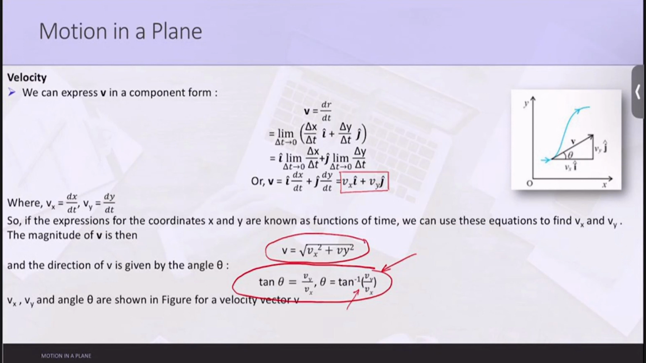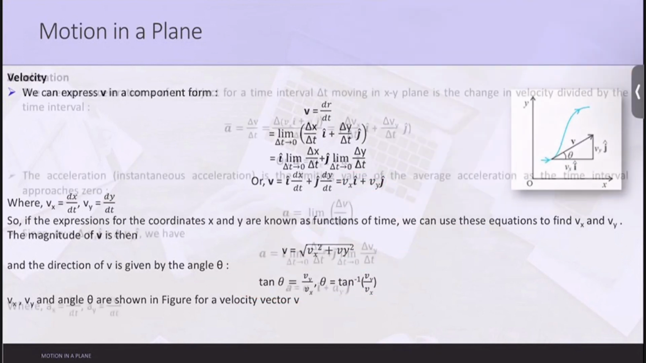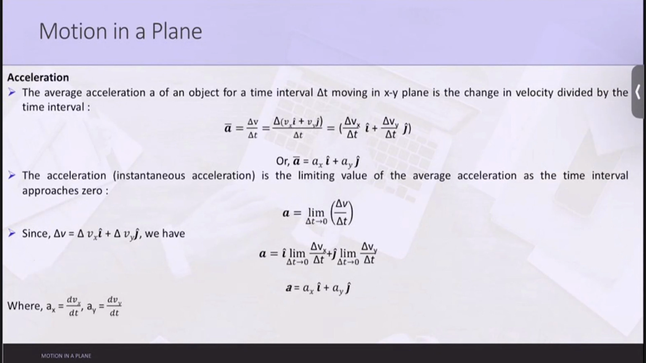Fine. So that being said, let's start today's discussion by understanding acceleration as a vector in motion in a plane. Basically, let us take into consideration here that the motion is across the xy plane. Okay. So motion is along the xy plane. Let us try to understand this here. Okay. So the average acceleration a of an object. So this is a bar basically.